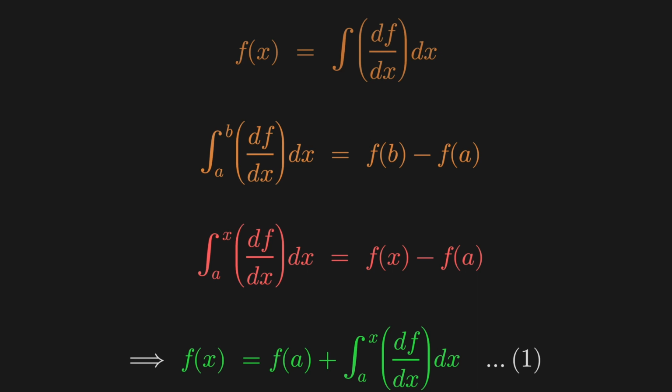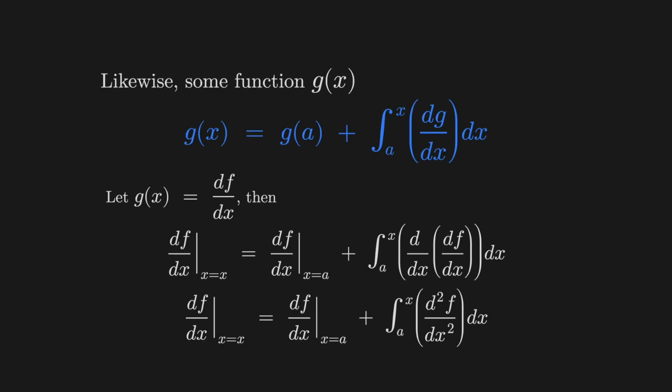Using the fundamental theorem of calculus, you can write a function as the integral of its derivatives, and if you have limits on the integral, then we get this as the difference of the function's value at any point x from its value at a. On rearranging, we get our most important equation 1, which says a function is the sum of its value at a with the integral of its derivative from a to x. The second term is going to be the core of this whole derivation.